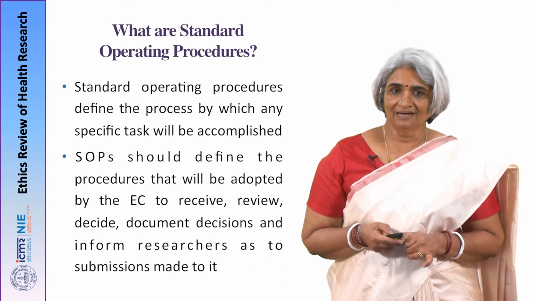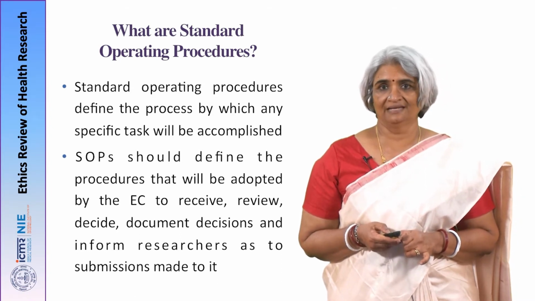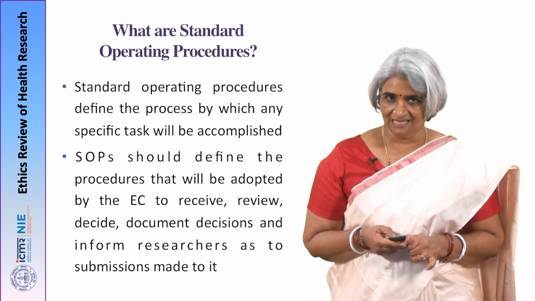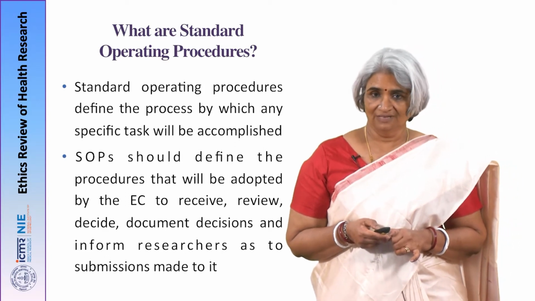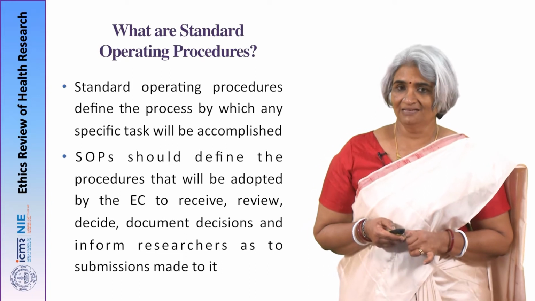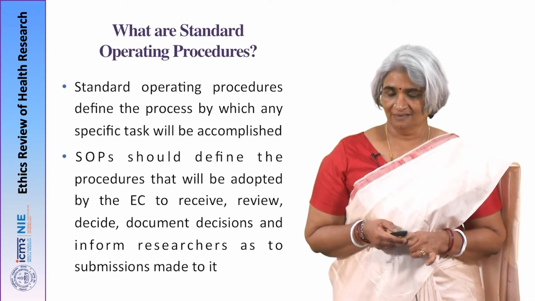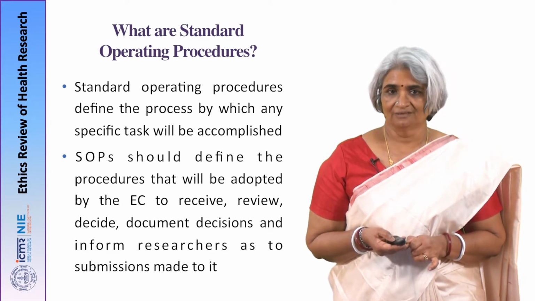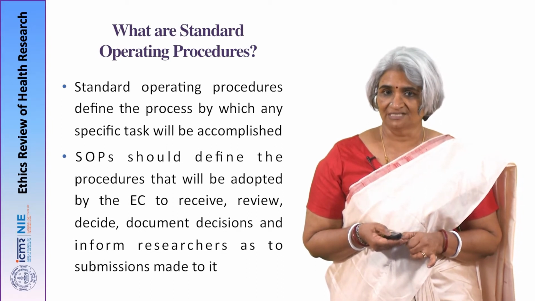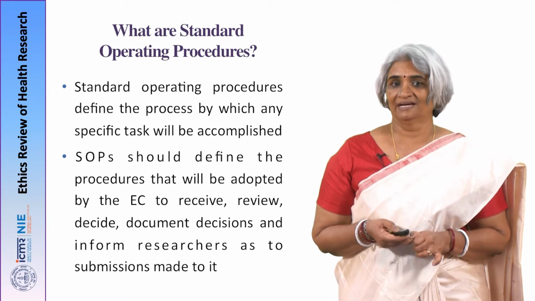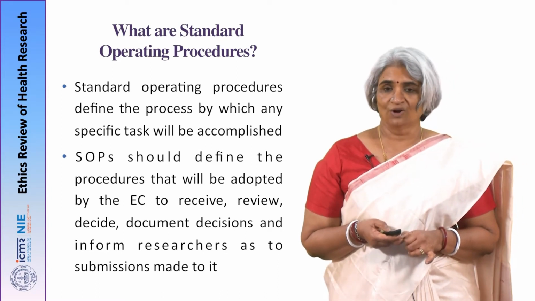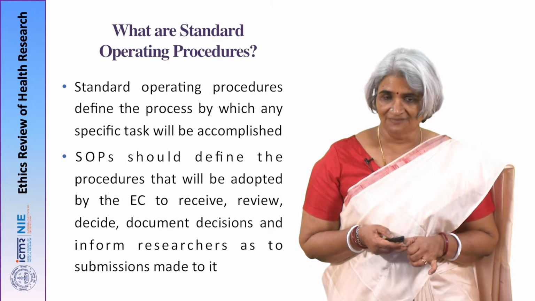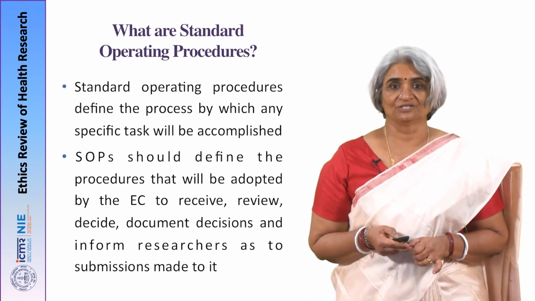So, with regard to ethics committees, the SOPs should define the procedures that will be adopted by the ethics committee to receive, that is receive submissions from researchers, to review, that is review these submissions, decide, meaning making decisions about what the ethics committee has to say about that particular submission, and then document, meaning write down the decision, and subsequent to writing it down, also inform researchers as to what they have decided about the submissions that were made to them. The SOP should outline all of this in clear, unambiguous language.